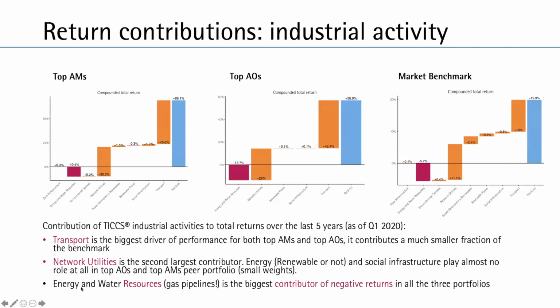And finally, we notice that energy and water resources, which is made up of some very large gas pipelines, is the biggest contributor of negative returns in all the three portfolios. And that's in fact the most prominent negative contributor of returns.